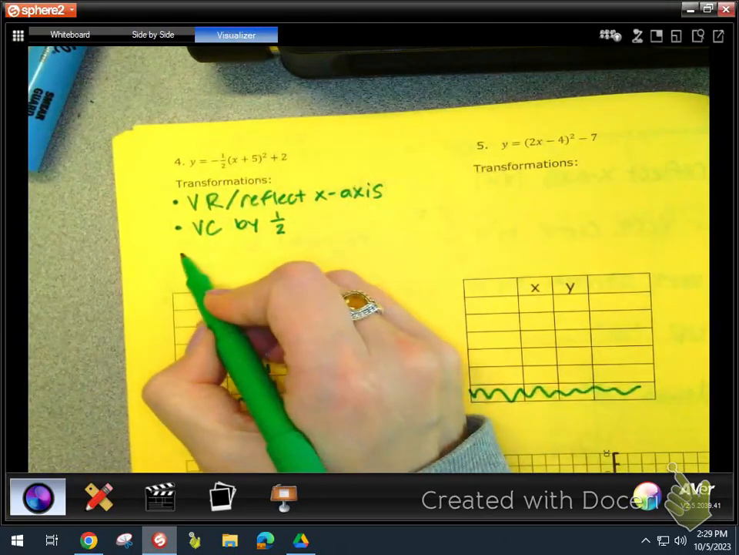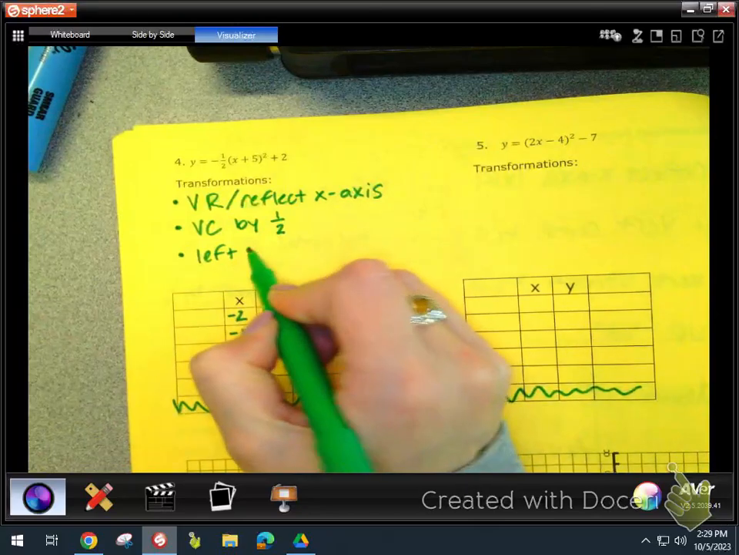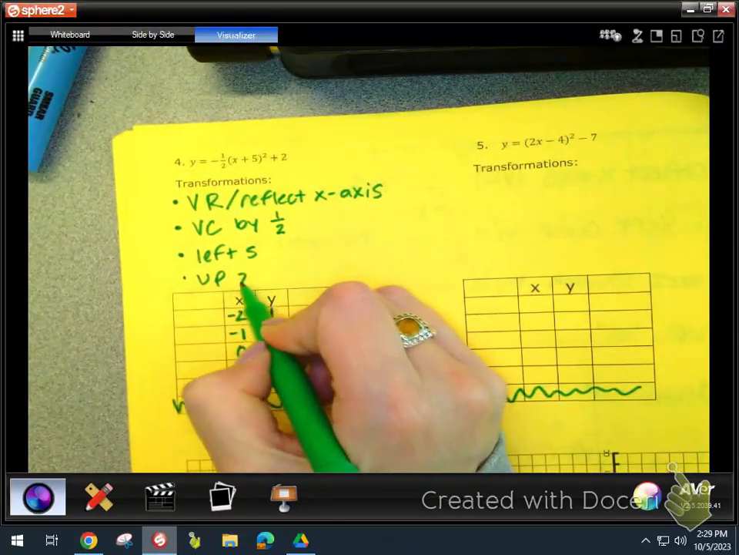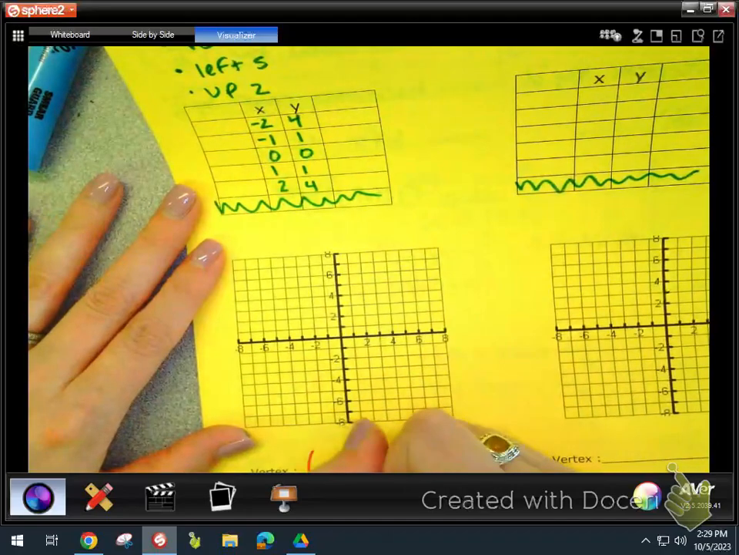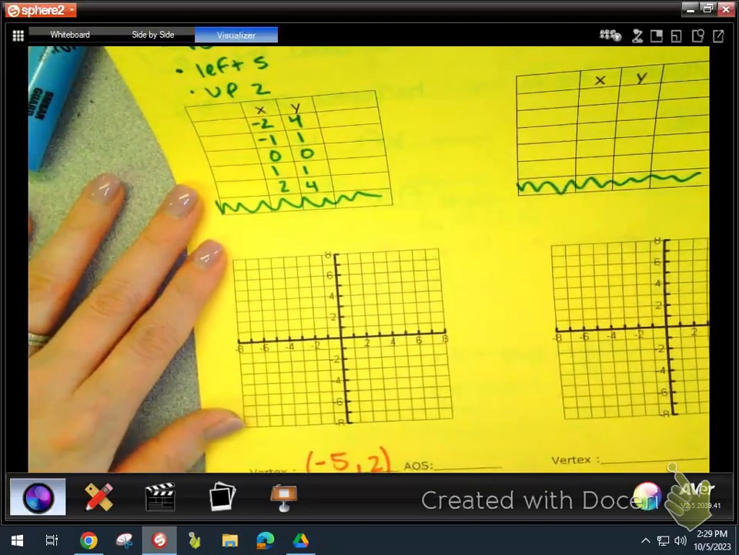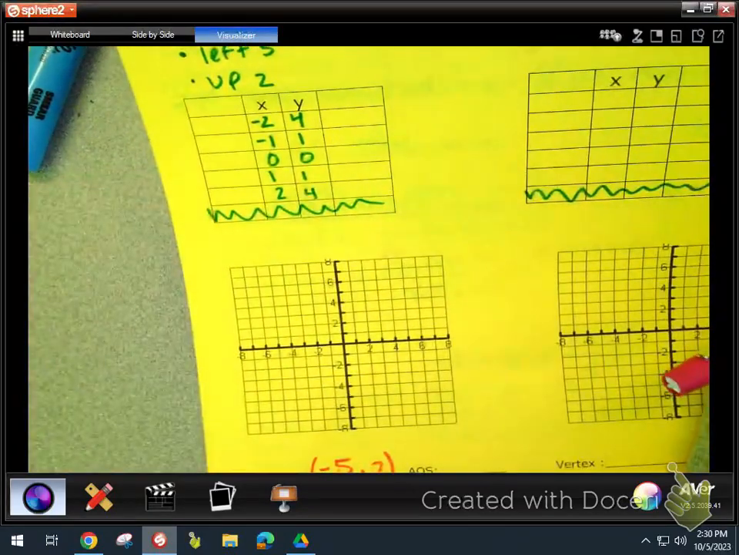Plus 5 on the inside. Left 5. Plus 2 on the outside. Up 2. So what's your vertex? Can you tell me? It's not 5, 2. It's -5, 2. I always kind of grab that first and then I check it with my table.